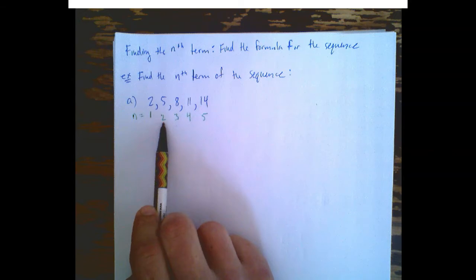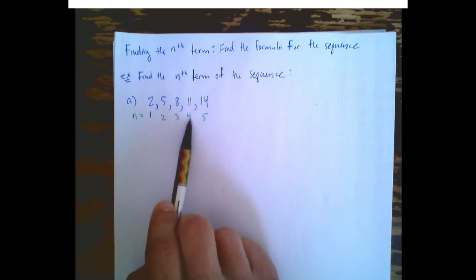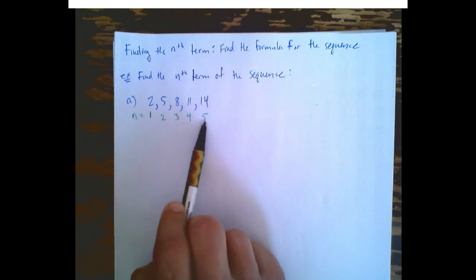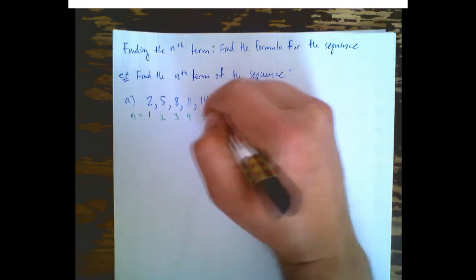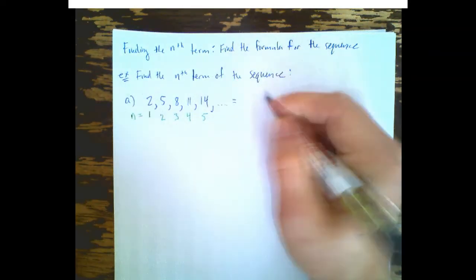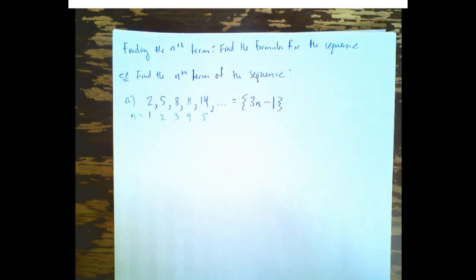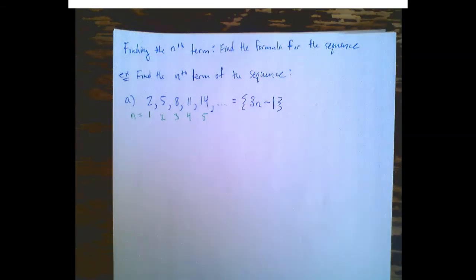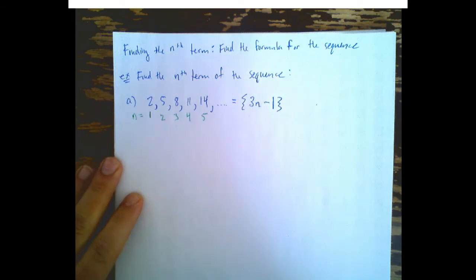3 times 2 is 6. Take away 1 gives us 5. 3 times 3 is 9, take away 1 gives us 8. 3 times 4 is 12, take away 1 gives us 11. And 3 times 5 is 15, take away 1 gives us 14. So if we have this infinite series, our nth term would be 3n minus 1. Okay? So you just have to play around with these to get the appropriate formula. Try to be clever with it.